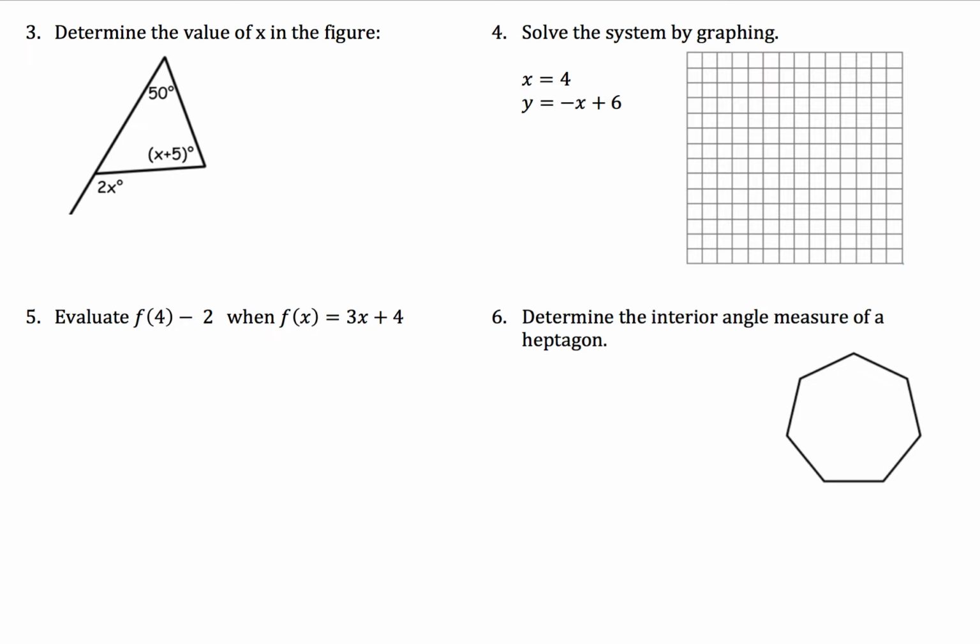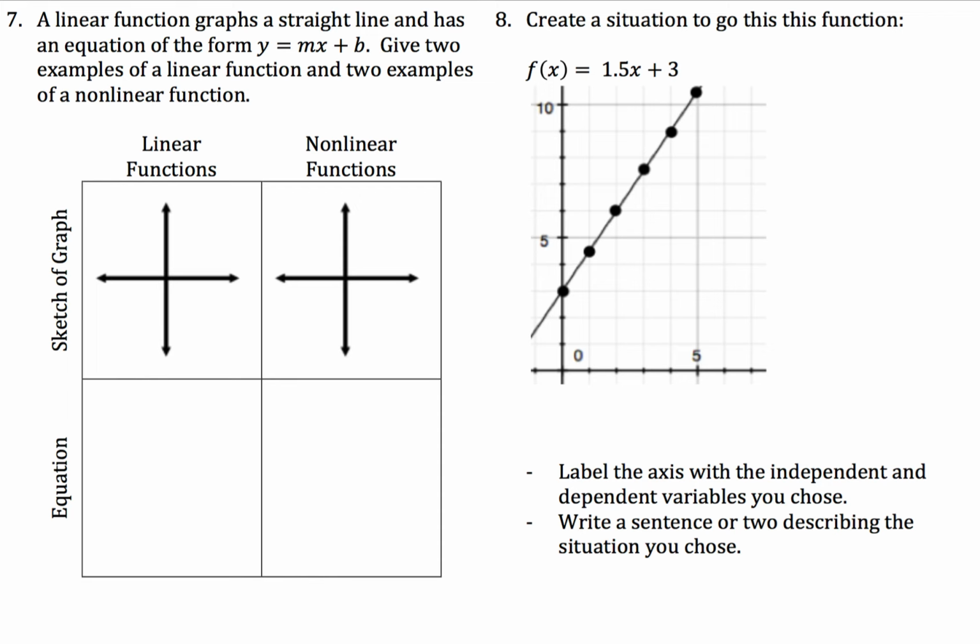5 is a review of function notation. 6, also from Unit 3, interior angle sum. 7, it's open-ended. Give me an example of a linear and nonlinear function. And then number 8, I give you a function and you need to come up with a context, a story that goes with it.